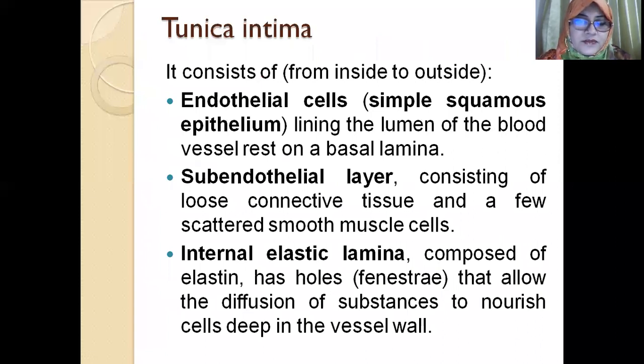Endothelial cells are lined by simple squamous epithelium, which lines the lumen of the blood vessel and rests on a basal lamina. The subendothelial layer consists of loose connective tissue and a few scattered smooth muscle cells. The internal elastic lamina, composed of elastin, has holes or fenestrae that allow the diffusion of substances to nourish cells deep in the vessel wall.